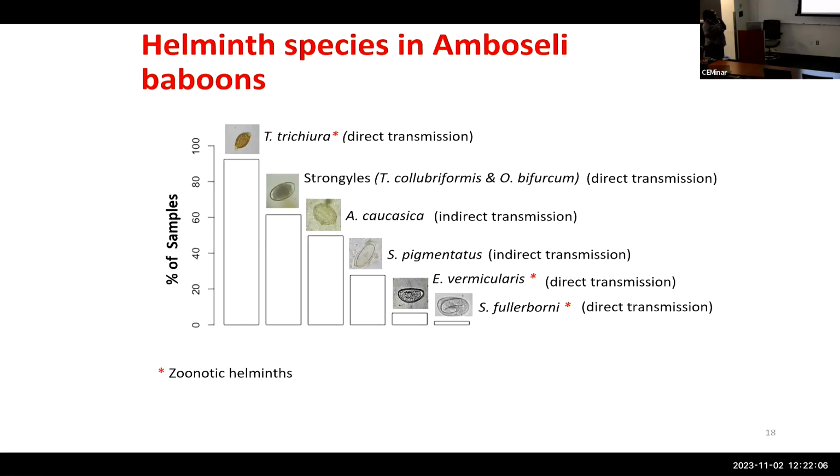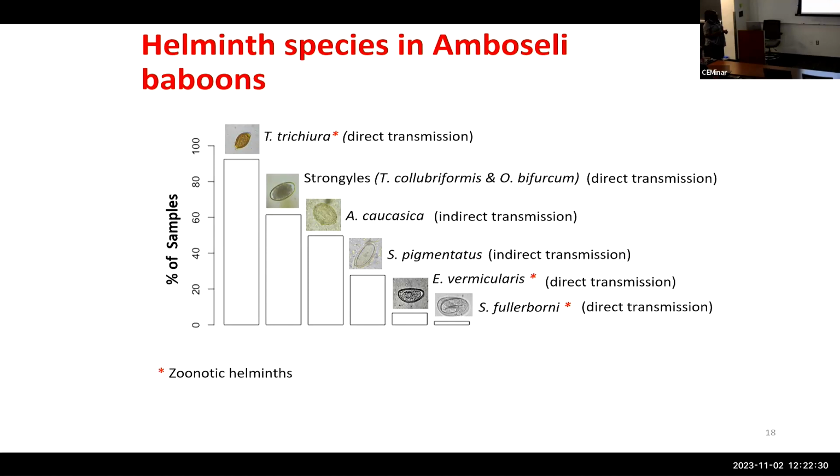So these are some of the helminth species that we found, the most prevalent one being Trichuris trichiura, and you can see we have a whole other list of helminths here. Strongyles, as much as their eggs look alike, do form different species. These are different genera and species, so you really cannot say that the strongyle is one of these. It could be either one.